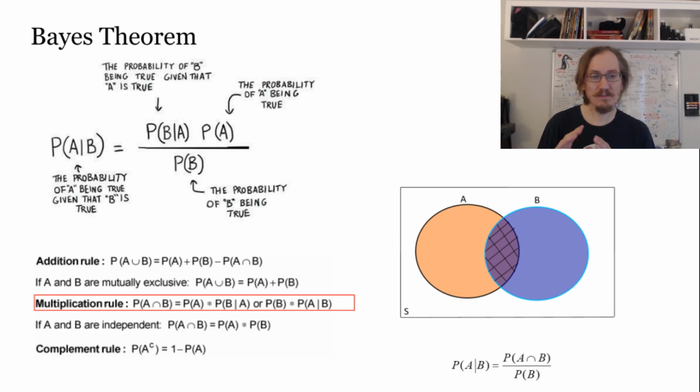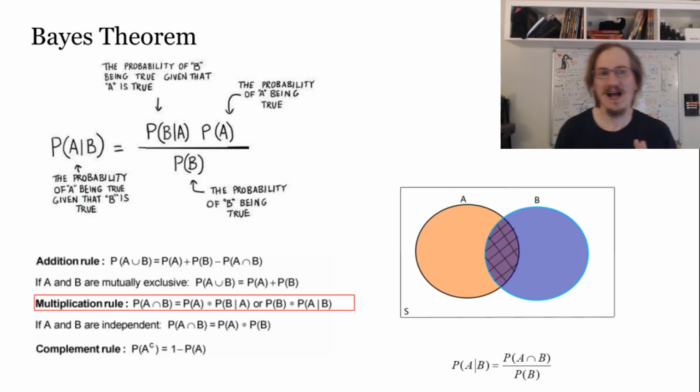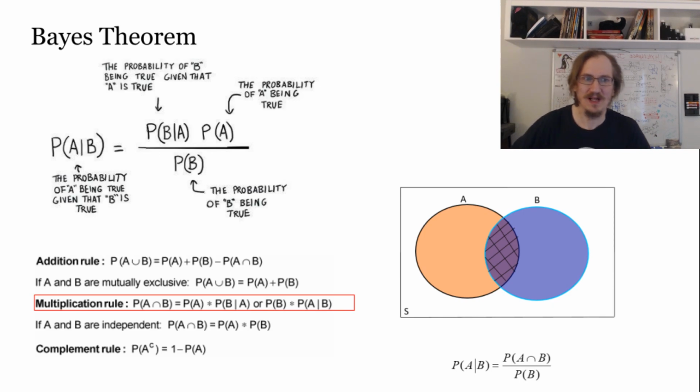Now, the bigger part of A that the intersected area takes up, that's going to increase the probability that A is true. So really what we're asking is, I looked in the data, I saw that B is true. Now if B is true, what's the probability of A being true? That's the intersected area divided by the whole probability of B.